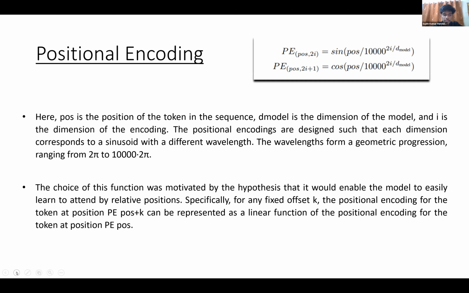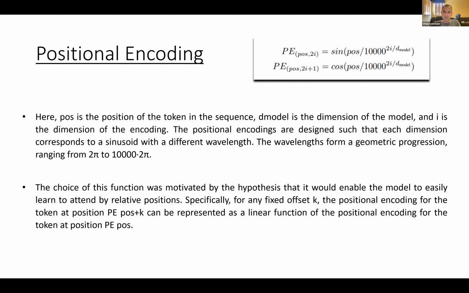Here, pos is the position of the token in the sequence, d_model is the dimension of the model, and i is the dimension of the encoding. The positional encodings are designed such that each dimension corresponds to a sinusoid with a different wavelength, and the wavelengths form a geometric progression ranging from 2π to 10000 times 2π.